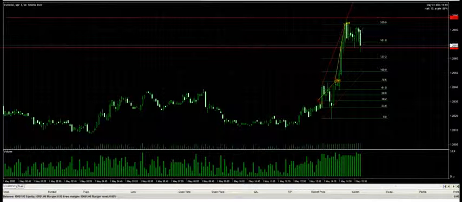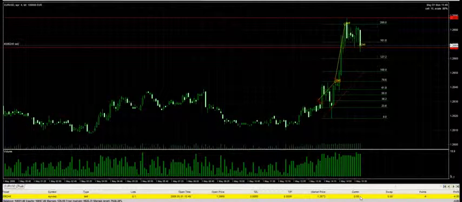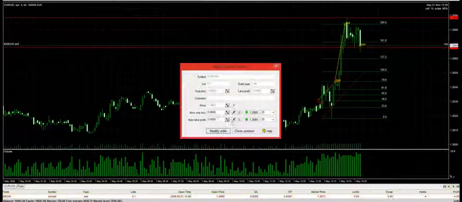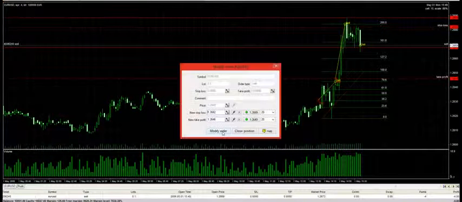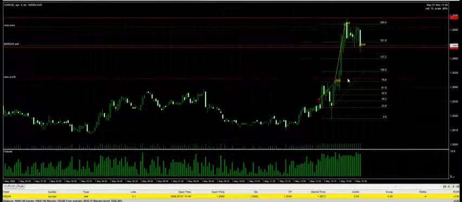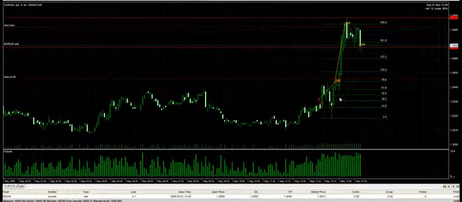So now it's heading for an A, B, C correction. Okay, so press a sell, and my stops will be at the high here. It shouldn't exceed. If it exceeds, that means I'm wrong, therefore I should get stopped.